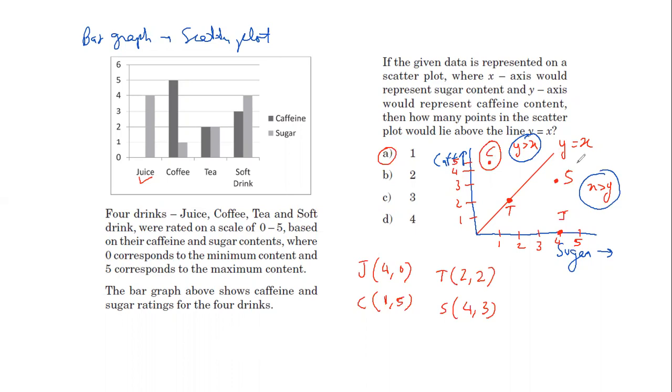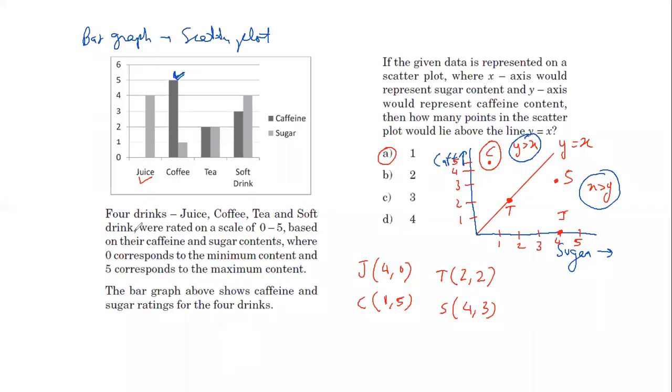The y coordinate is always more. So here the y coordinate is only more in the caffeine content, right? So the coffee will always be above the line because the y content is more in coffee.